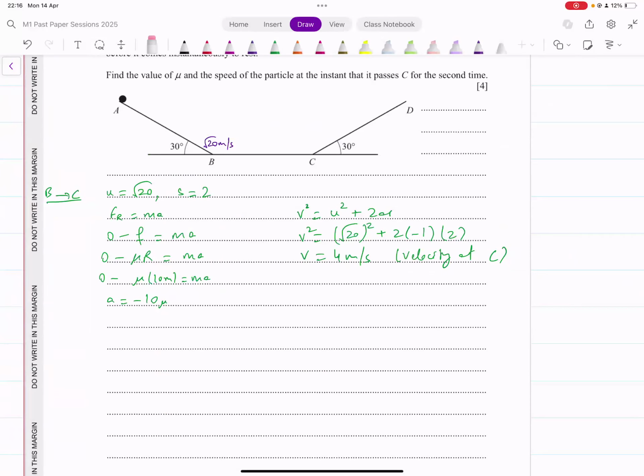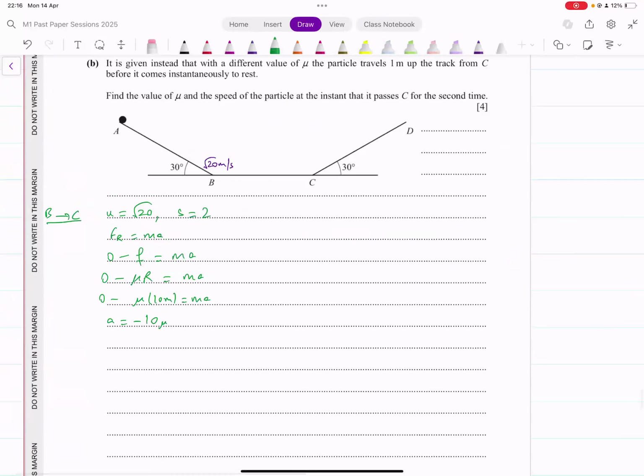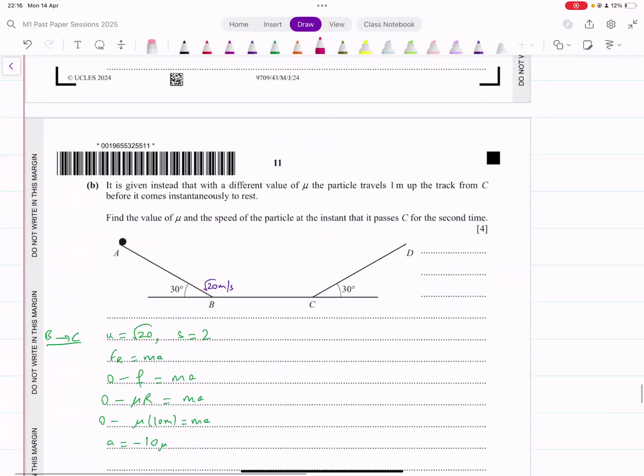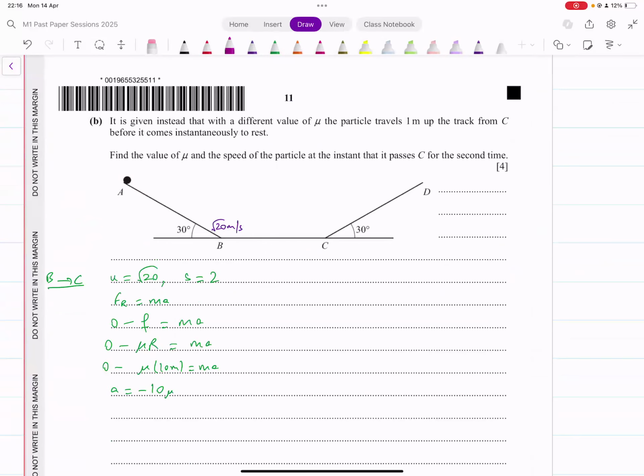Okay, so this is no longer valid now. That's the B to C part. Now let's think about the C to D part, because for that we have more information. We know that the particle travels 1 meter up the track and its final velocity is 0. So that's what we know about the last part of the journey. We can use the last part now because we have more information for it.